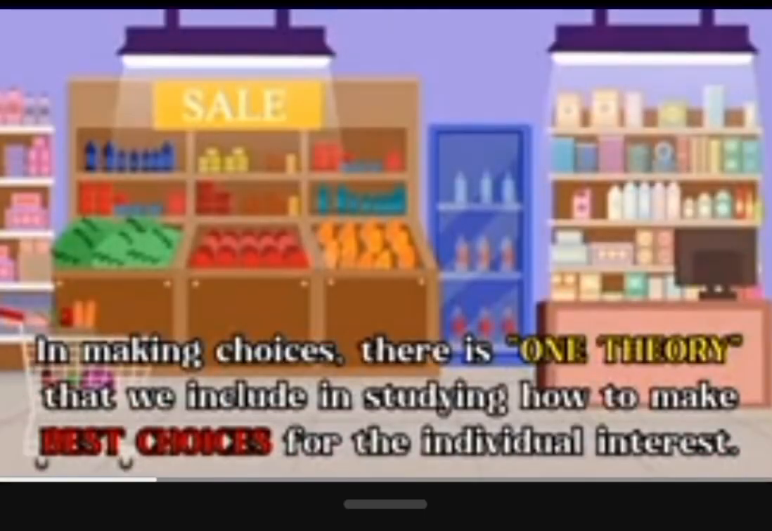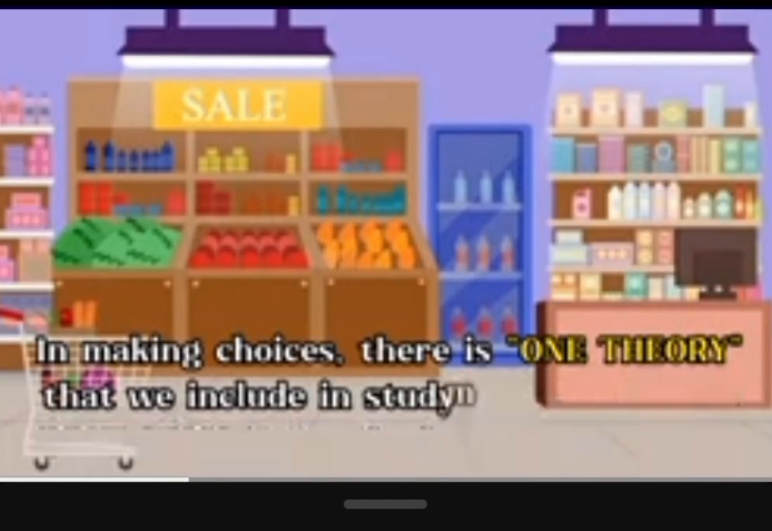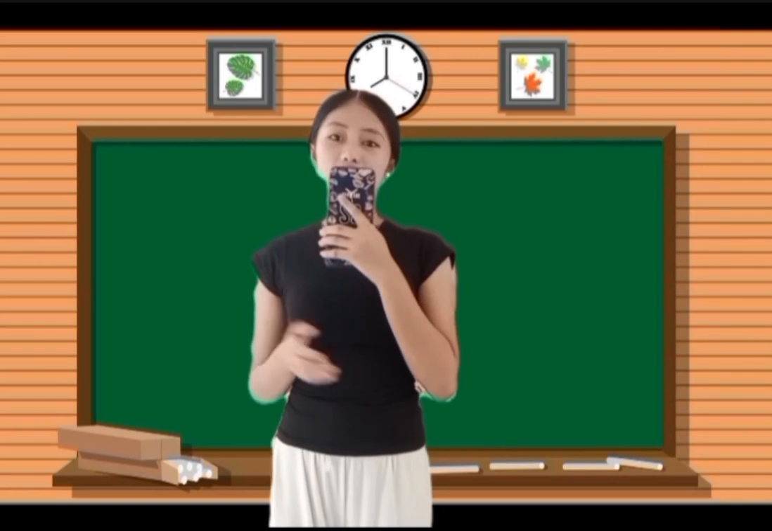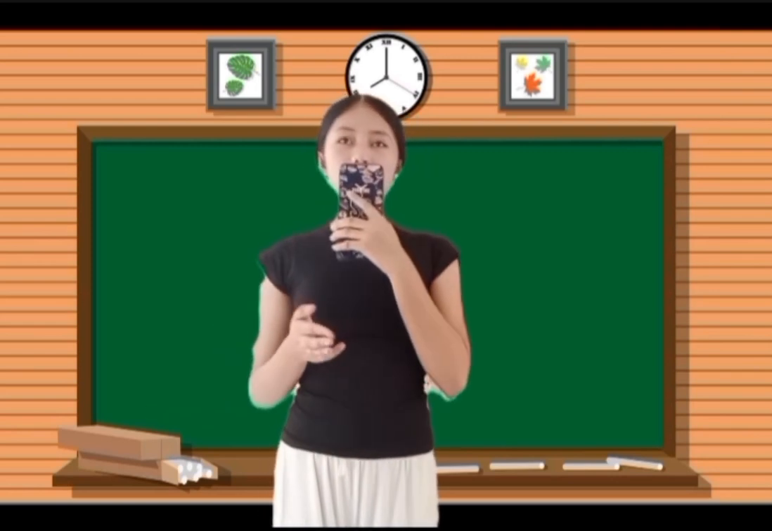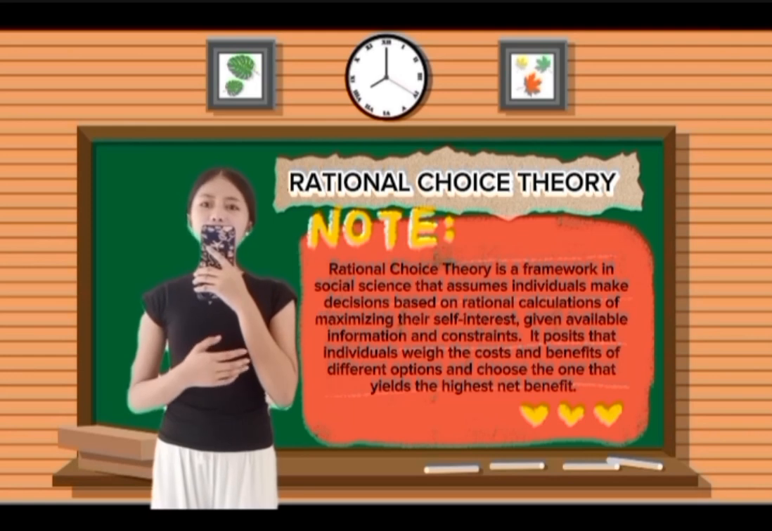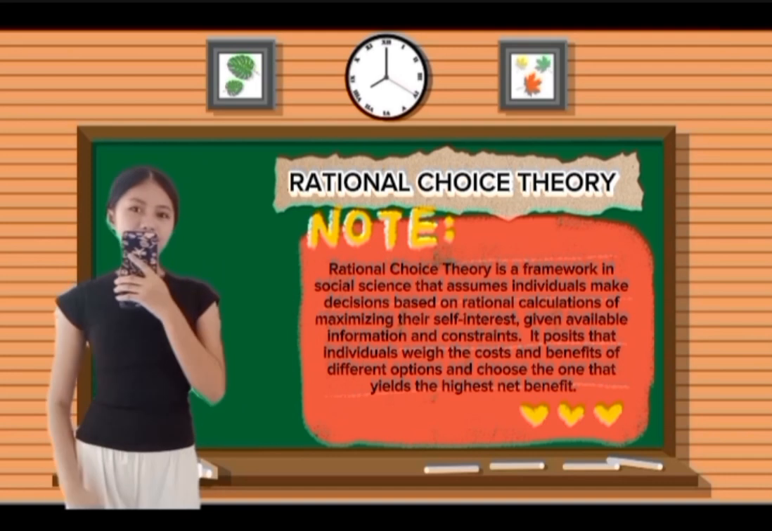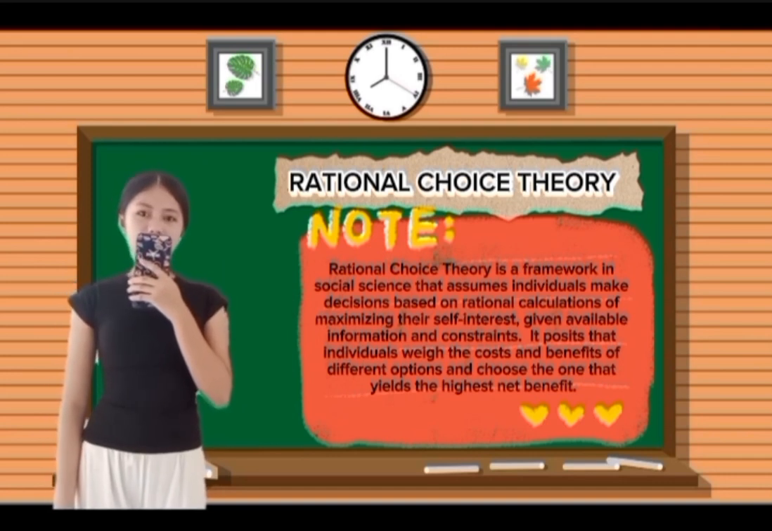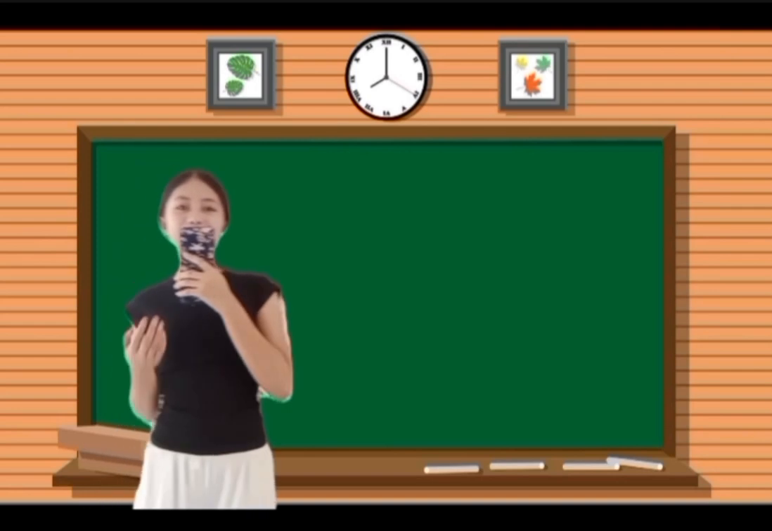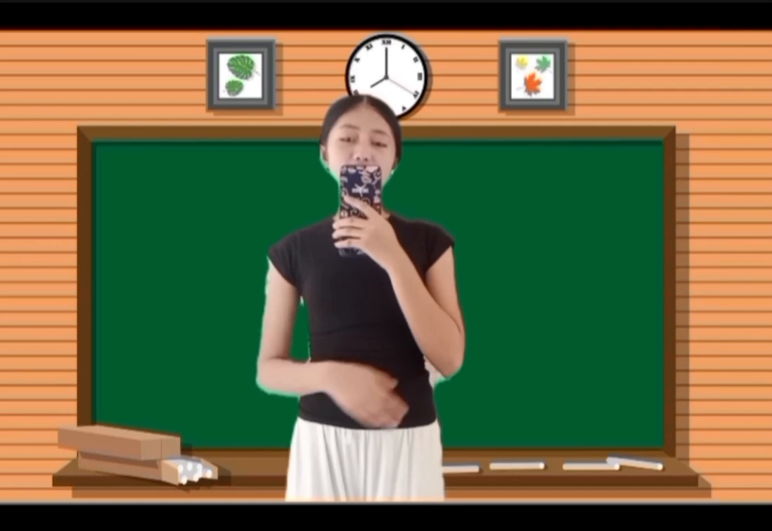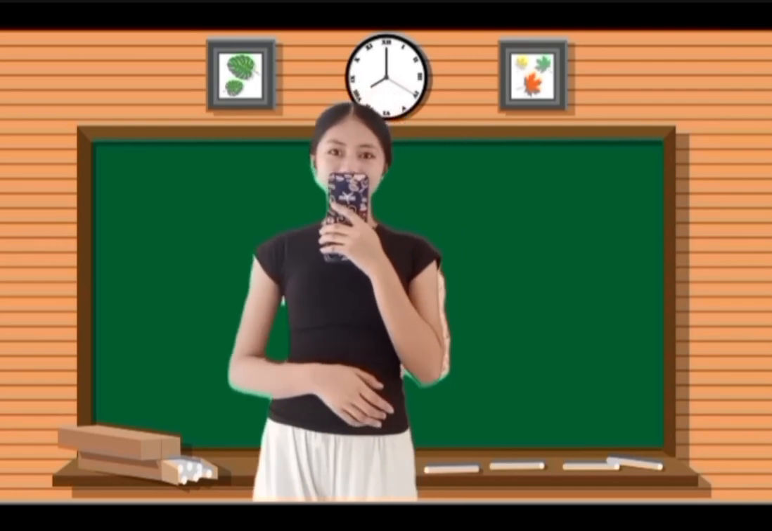In making choices, there is one theory that we include in studying how to make those choices for the individual interest, and this is the rational choice theory. Good day, class. For today's discussion, we are going to tackle the rational choice theory. So, can you please read the definition of rational choice theory? Okay, thank you. So, in short, it explains the behavior of an individual when making choices based on their own preferences.